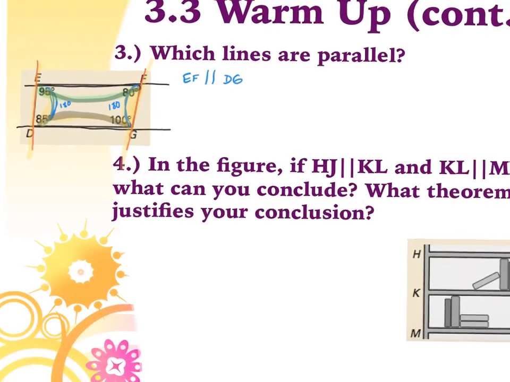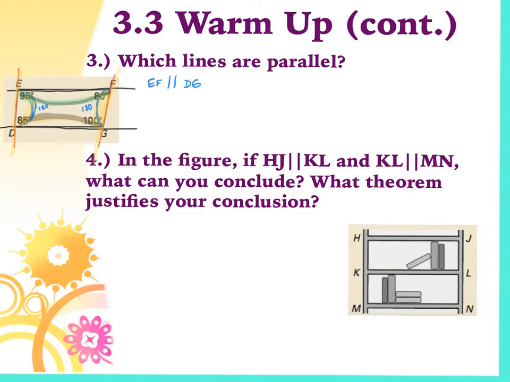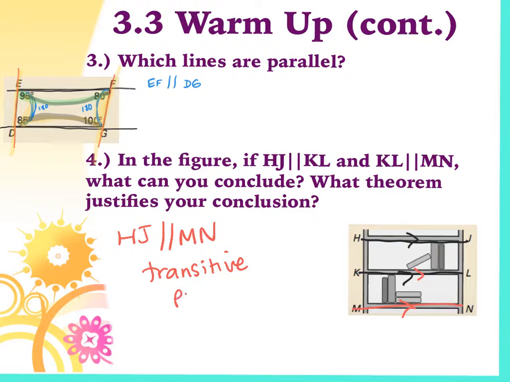Okay. Number 4 says, in the figure, if HJ is parallel to KL, so HJ is here, is parallel to KL, and KL, which is this one, is parallel to MN, what can you conclude? And why is that? Good. Why would EF be parallel to EG? You gotta rotate.